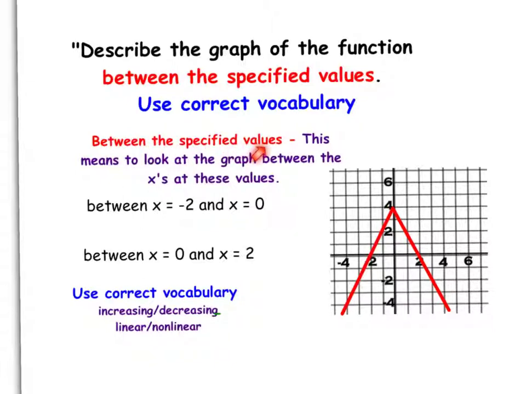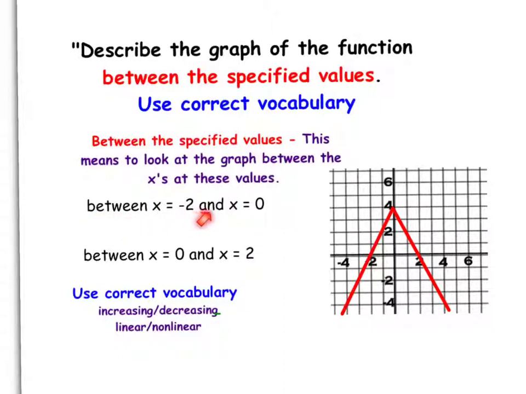Between the specified values just means that you are going to look at the graphs between the x's at these values. So between the specified values means to look at the graph between the x's at these values. And you're going to describe using the correct vocabulary, meaning increasing or decreasing, linear or nonlinear. So what we just looked at. So you're breaking the graph down into different parts.